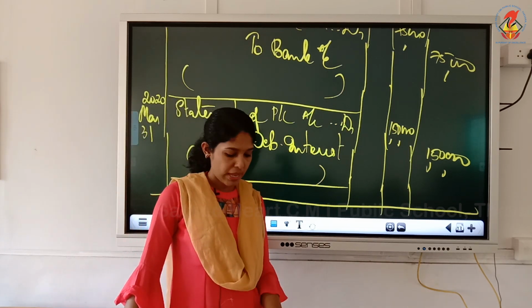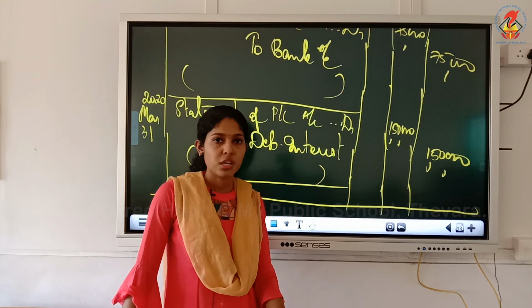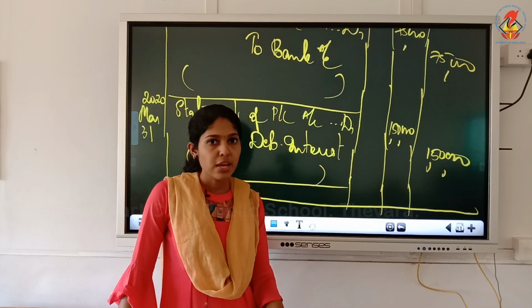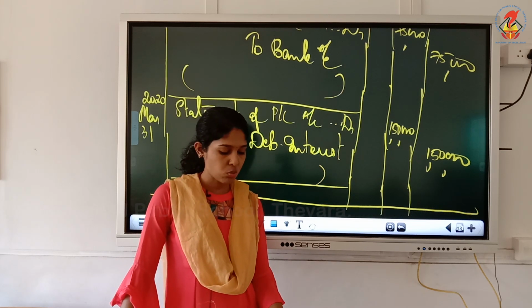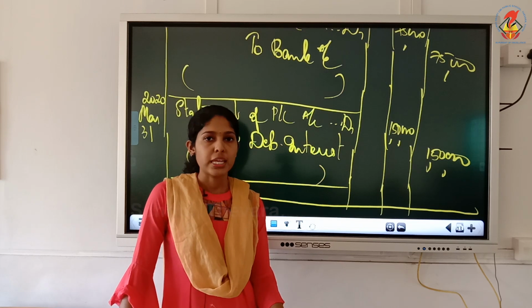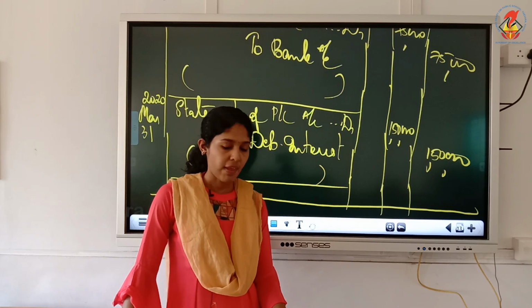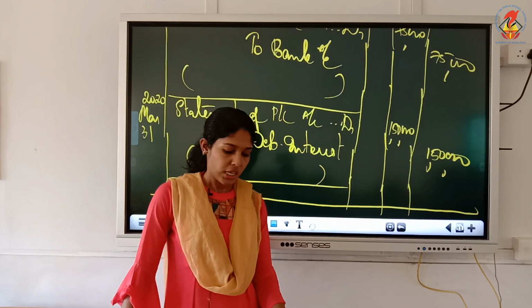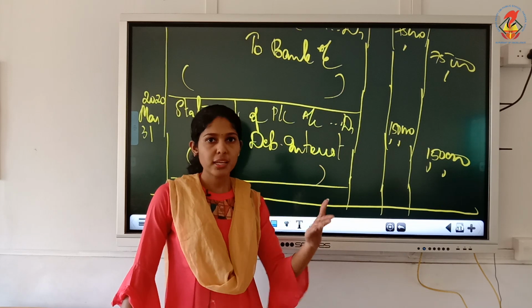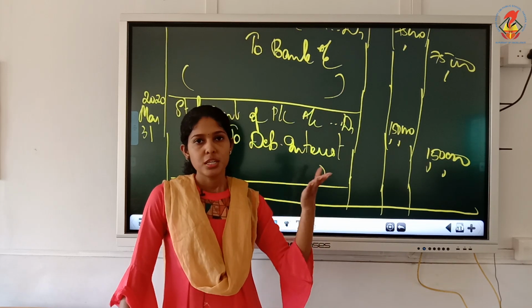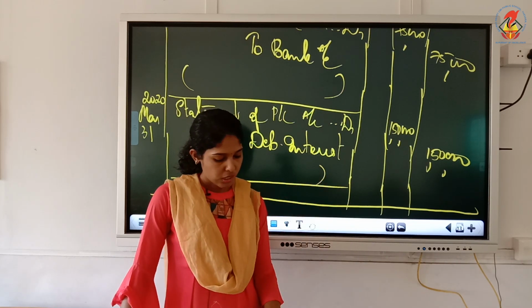Issued 2,000 debentures of 100 each. So what is the total face value? It will be 2,000 into 100. On that we will compute the interest, that is 12%. 2,000 into 100 means 2 lakhs. Into 12% means 2 lakh into 12 by 100, that will be 24,000.